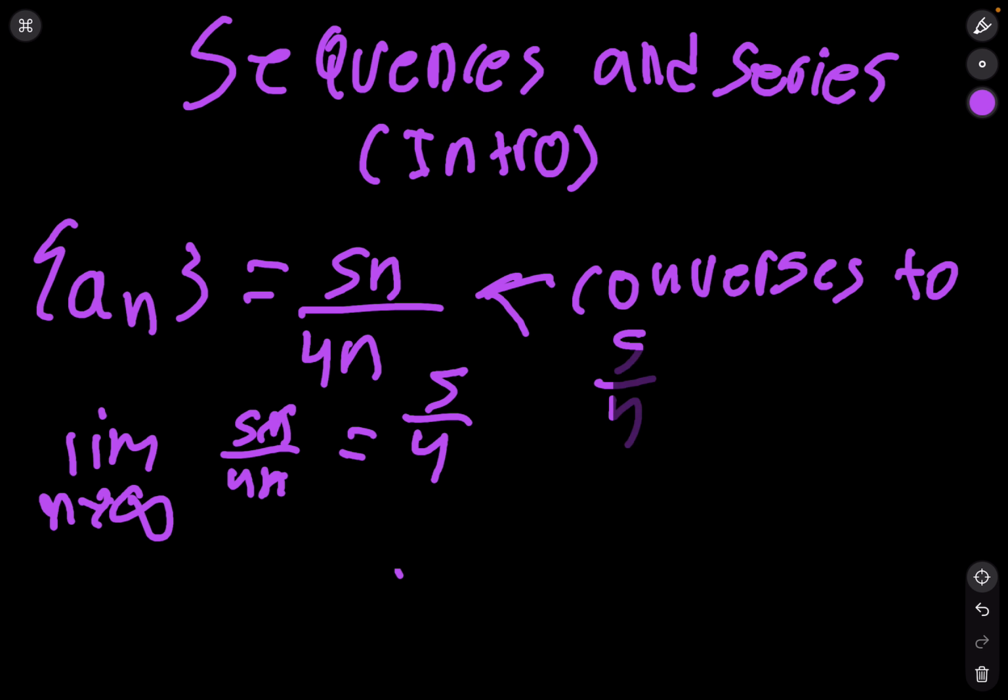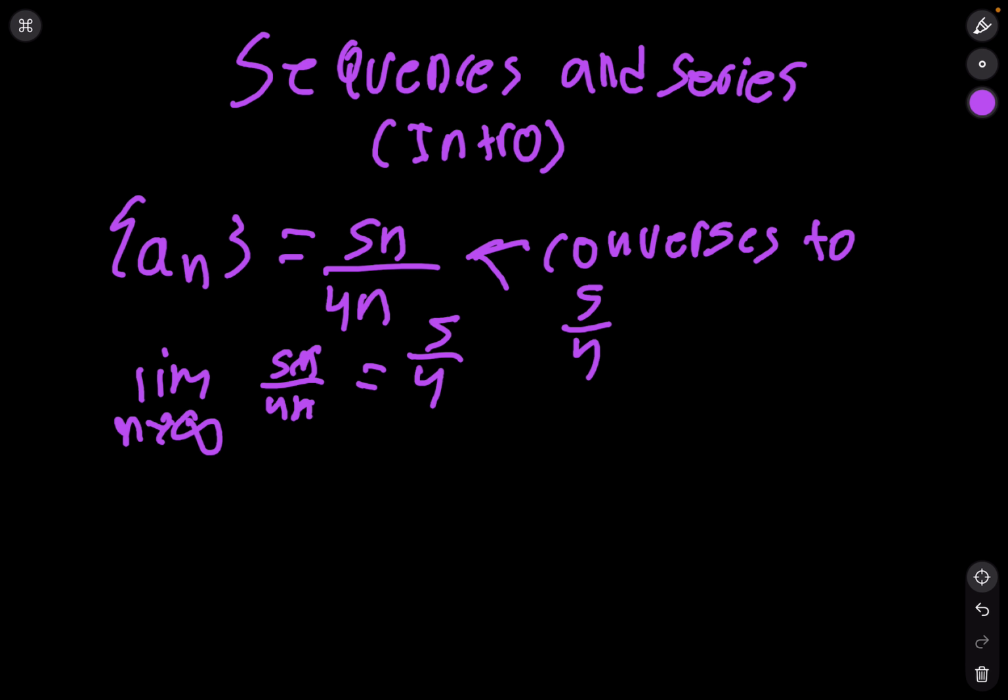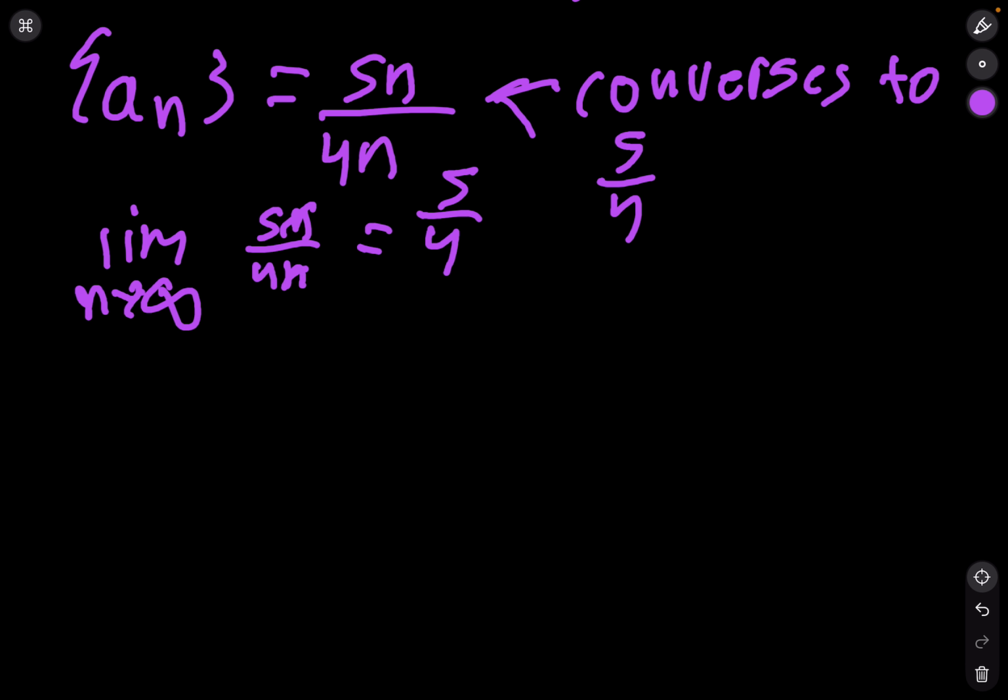All we're looking for in these complex questions. They look weird at first, but as you break it down, it becomes easier. And here's what I mean. We know this converges to 5 over 4 as the limit as n approaches infinity. And so what could we say about that?